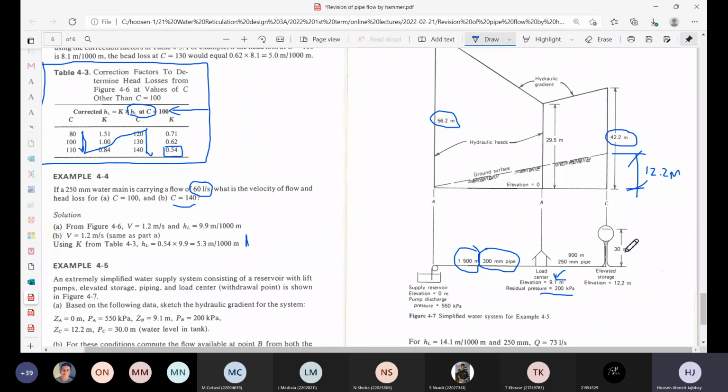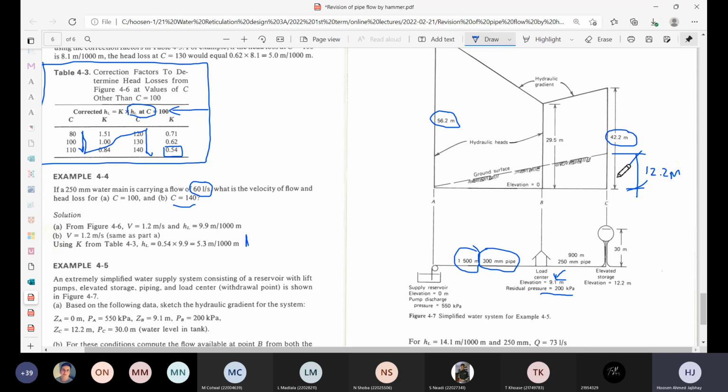Now you'll notice this is given in meters, and the elevation from the datum, the elevation head, is also in meters. So there's no kPa being used here. So that's how that was obtained.